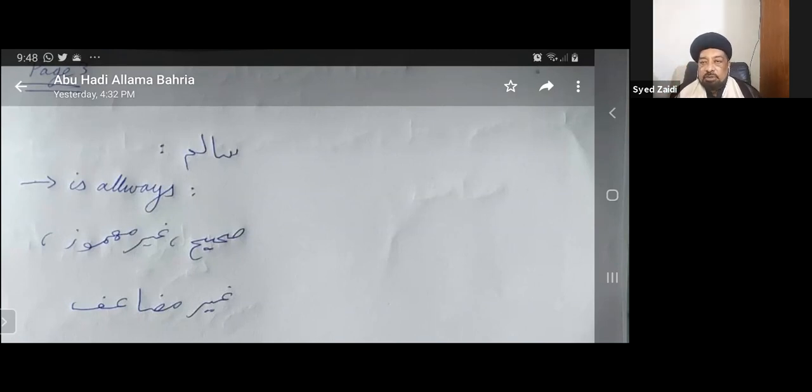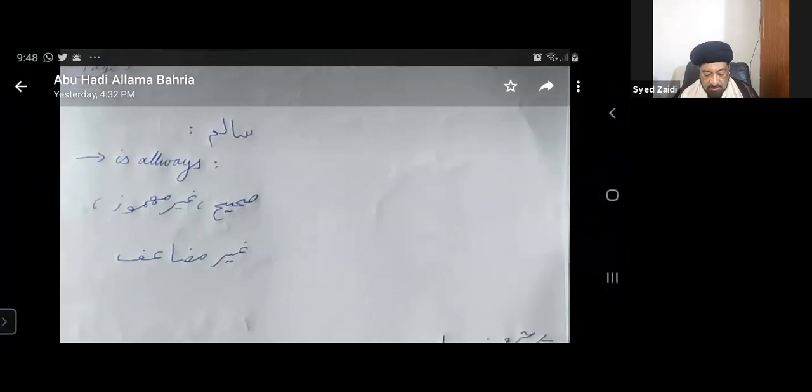So salim is the word that is not mu'tal, does not consist of alif, waw, and ya. Salim is the word that does not consist of hamza. Salim is the word that is not mudha'af. That means the two letters of the same kind are not there in the root word. You will never find two letters of the same kind which are root letters in a word if it is salim. That's the word salim. Now, if you can please go back to page number 2.